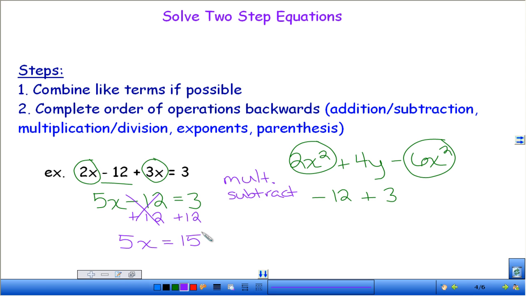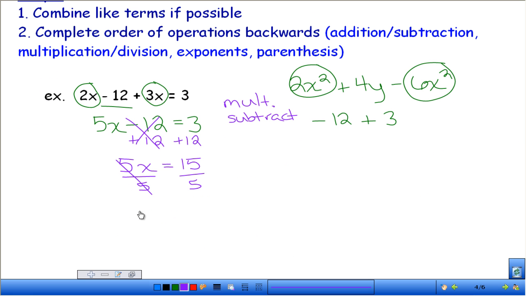So now we're just down to a one-step equation. How do I get rid of the multiplication? You divide. So we're going to divide both sides by 5. 5 over 5 cancels out. That becomes 1. But 1 times x is just x. So those cancel out. And then what's 15 divided by 5? 3. So this one is x equals 3.